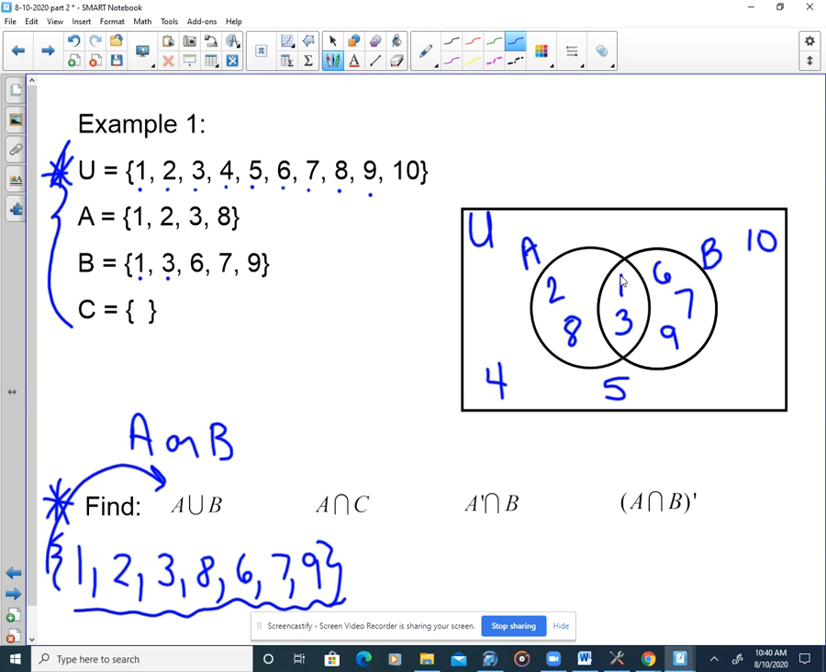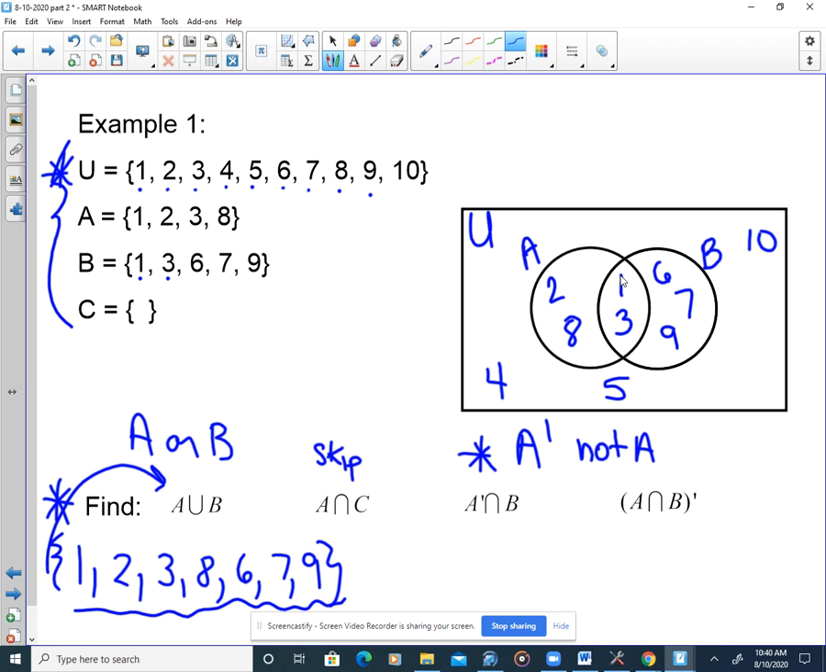Now, let's skip over this example. Let's skip this one. We'll come back to it. Let's look at this one. Notice by the A, you get this little symbol. You get A with an apostrophe. Whenever you see that, read that as not A.